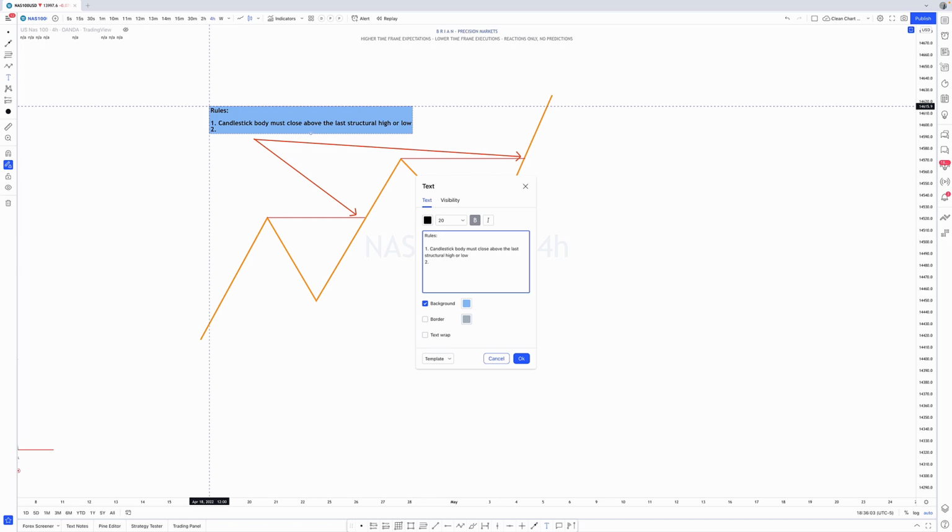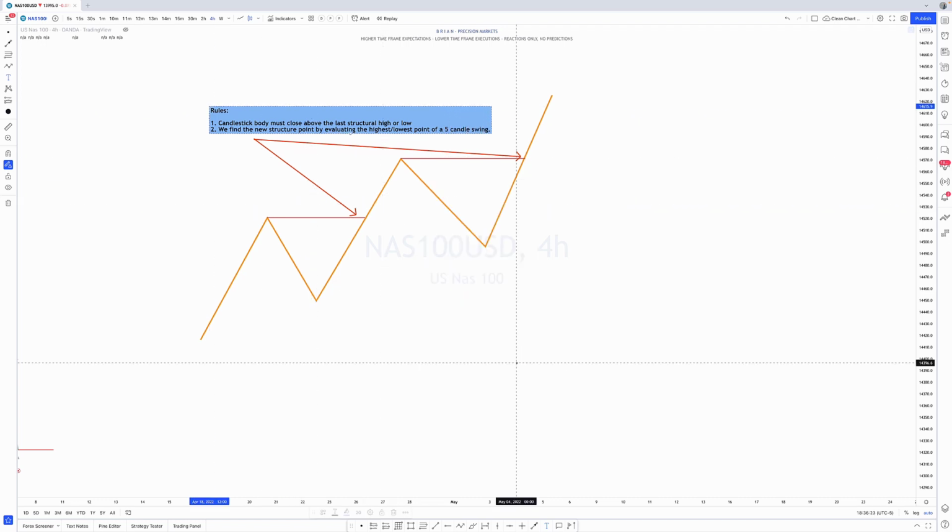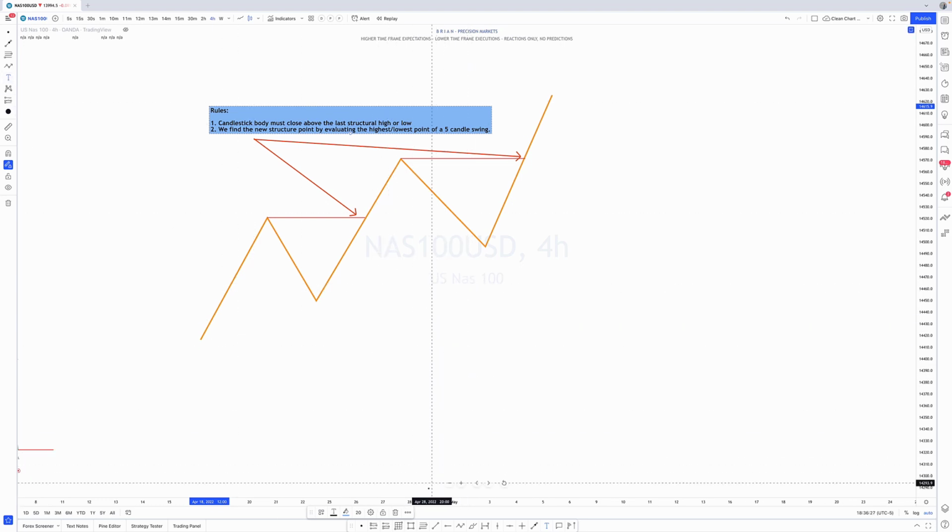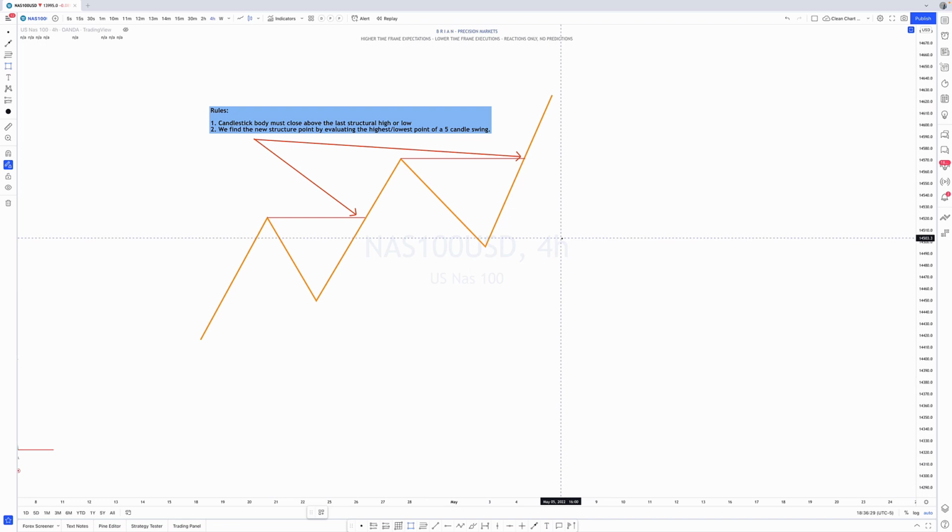The second thing we have to do is find the new structure point by evaluating the highest or lowest point, depending on which one, of a 5 candle swing. So what exactly does that 5 candle swing mean? What it means is that, and I'm going to draw some quick boxes.